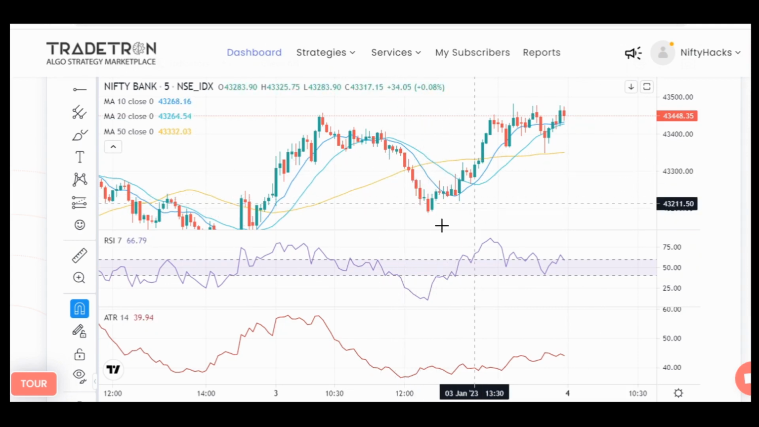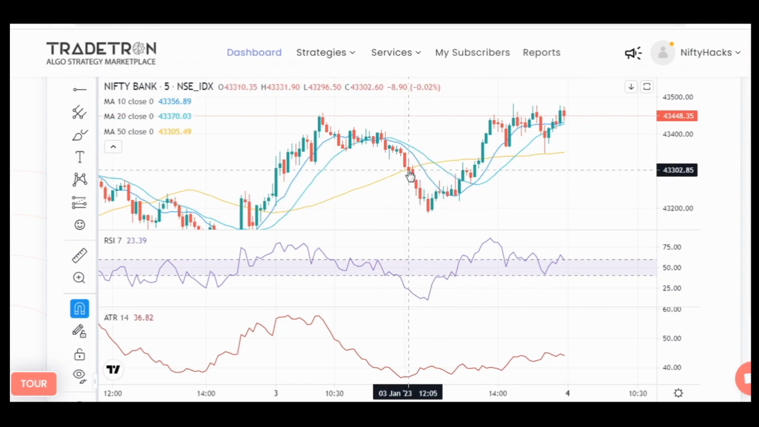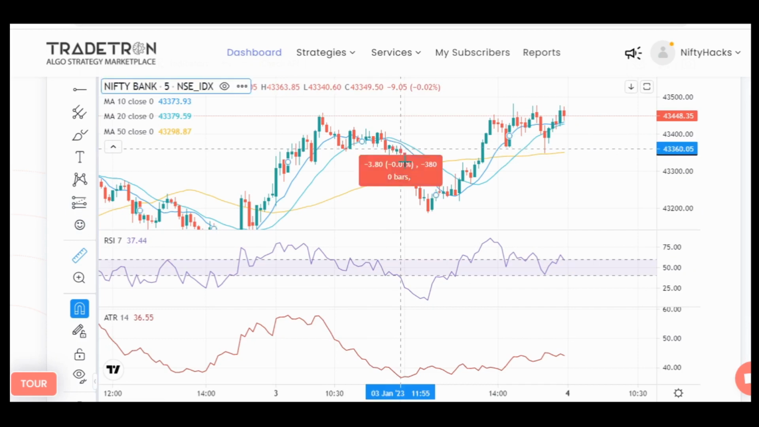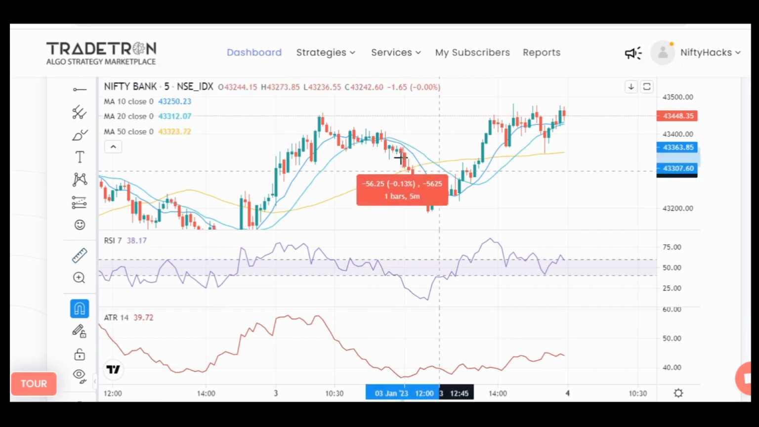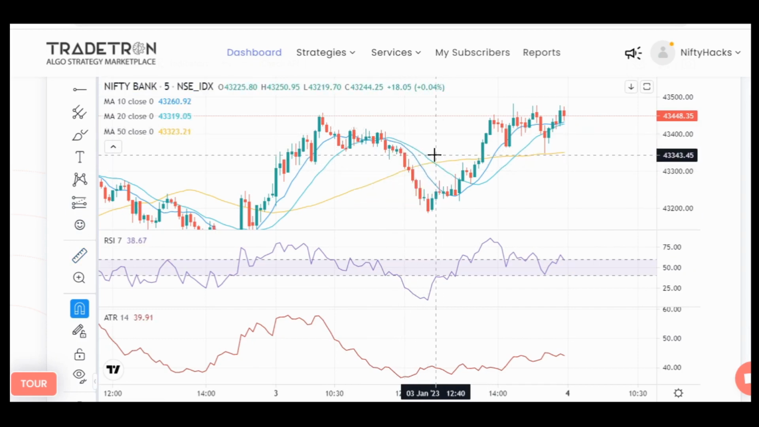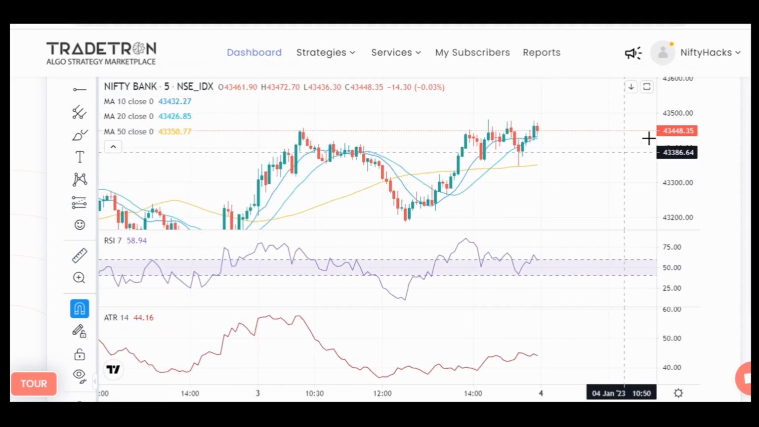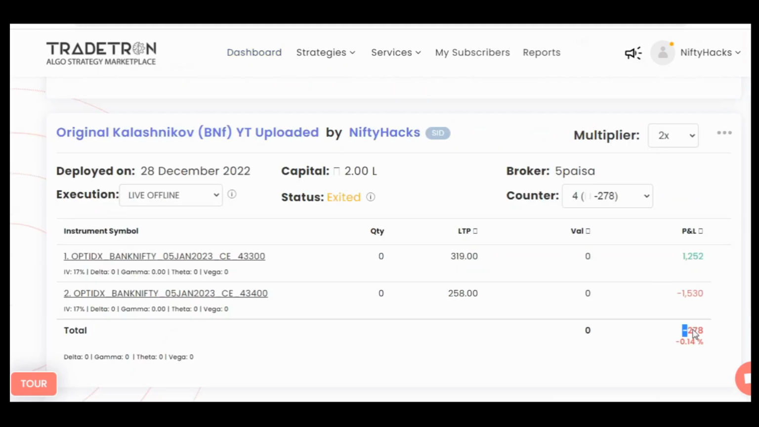And if you are following this strategy manually, then also you would have taken this trade if you want to, because you know that SL is very small, like only 56 points in index. So I hope this clarifies today's comparison video.